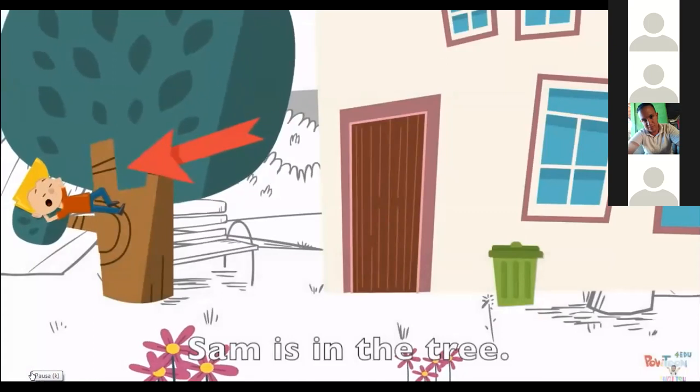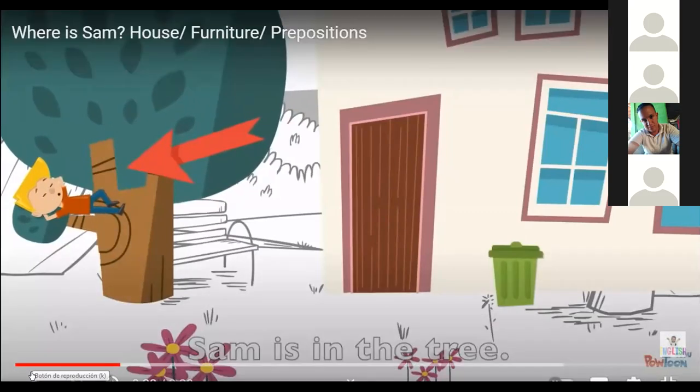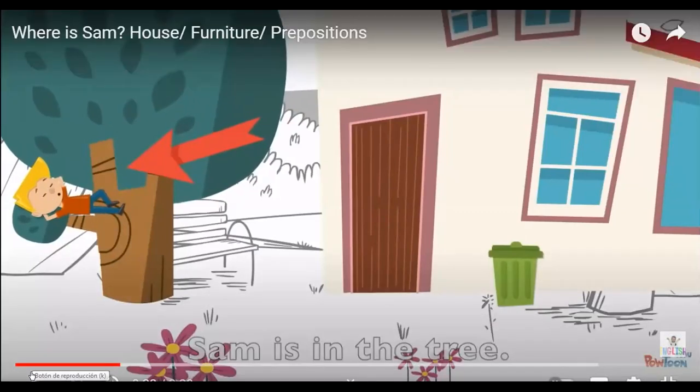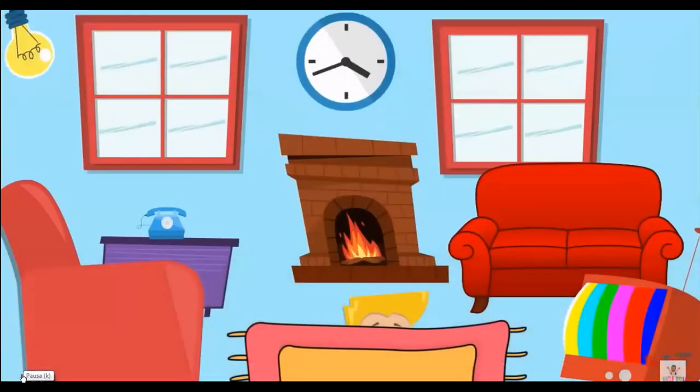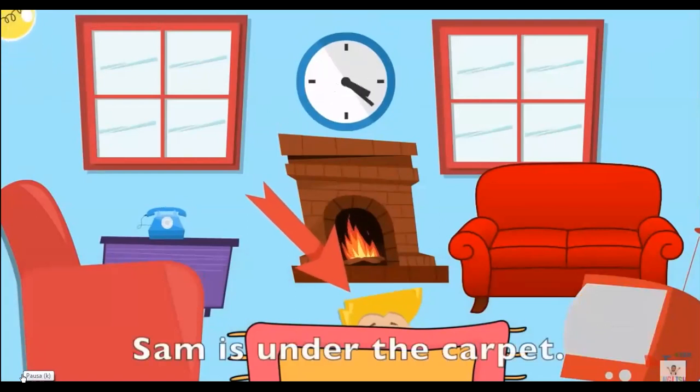Sam is in the tree. Okay. Where is Sam? And you say, Sam is in the tree. Repeat it with me. Sam is in the tree. Sam is in the tree. Is in the tree. Okay. Very good. Let's continue. He's in the tree. Sam is under.